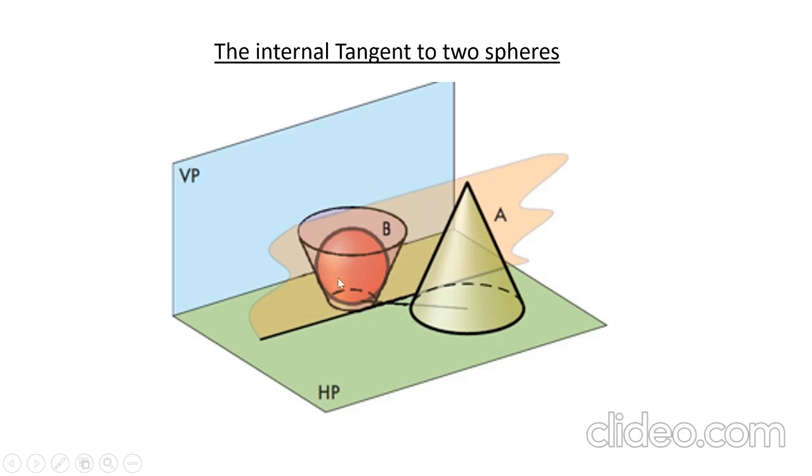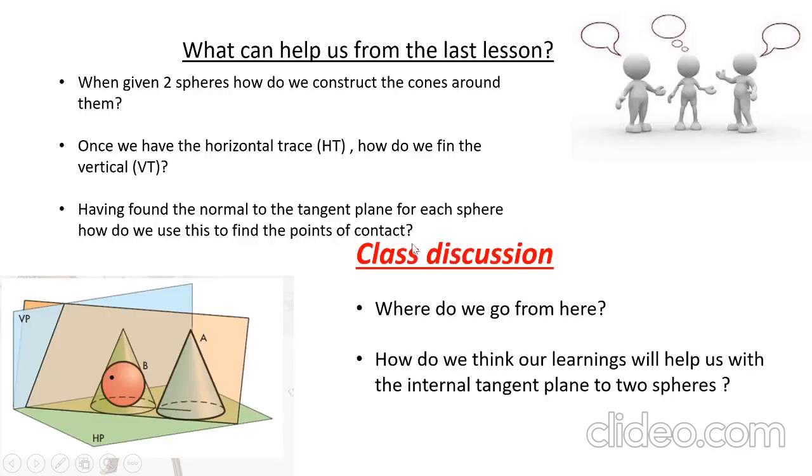Basically this orange profile is our internal tangent plane. So we've got our two problems there. So if we move on, allow the students to discuss from the last lesson what we would have dealt with. When given two spheres, how do we construct the cones around them? The idea is that in the last lesson we would have dealt with the external tangent plane between two spheres. So this is what we would have done in the last class.